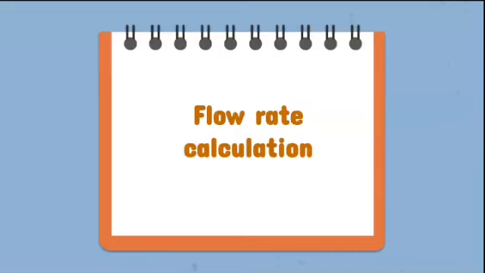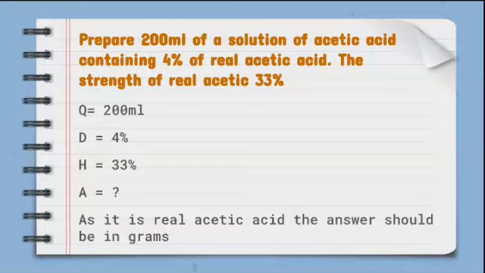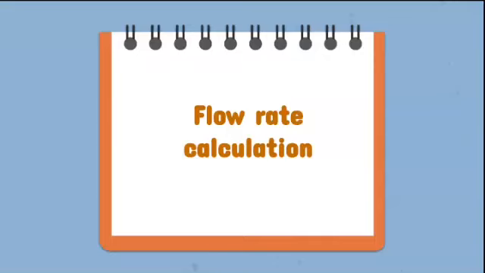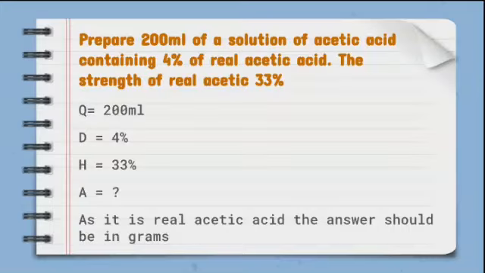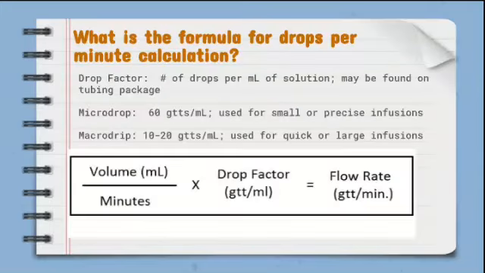The next one is flow rate calculation, which is a very important one clinically as well as in your exams. You all know how to calculate the flow rate. The formula for calculating the flow rate is the amount of volume or the amount of liquid divided by total time into drop factor is equal to flow rate. So the flow rate is equal to the volume divided by minutes, that is time, into drop factor.